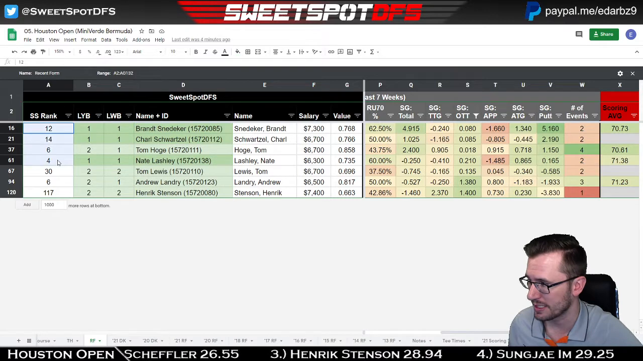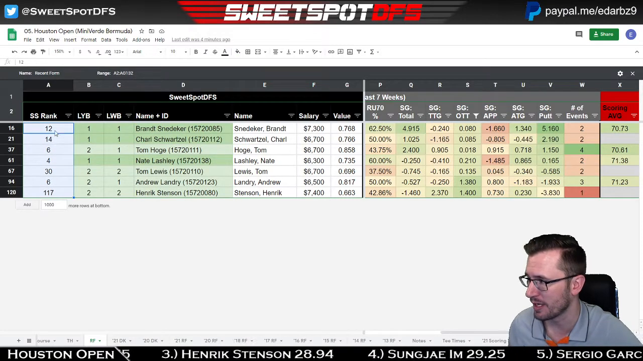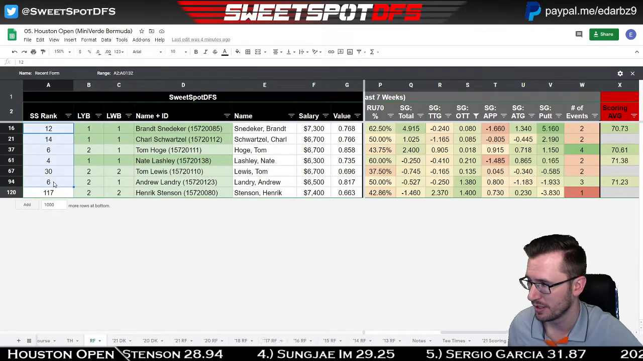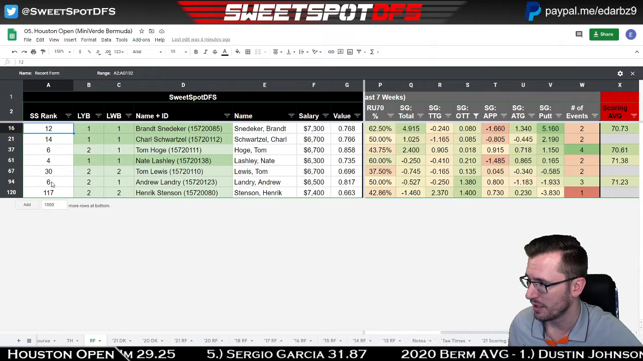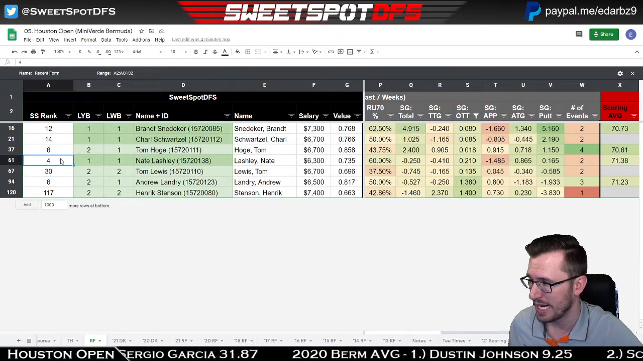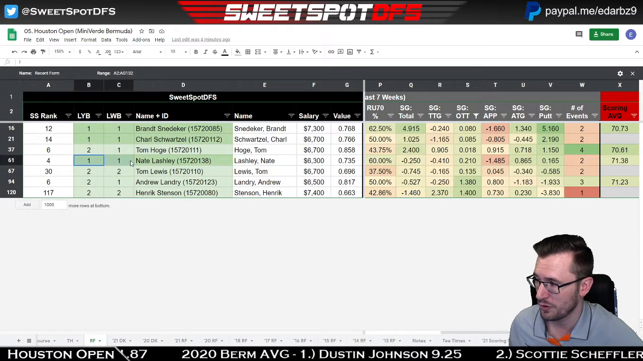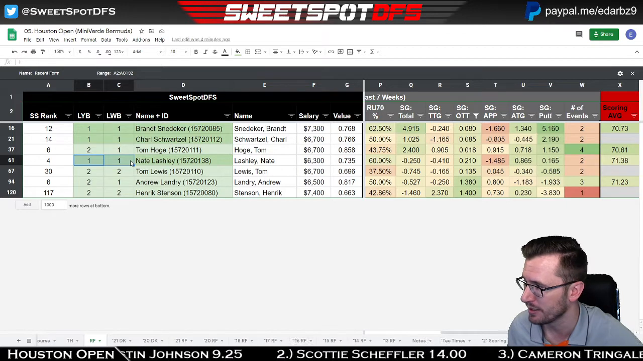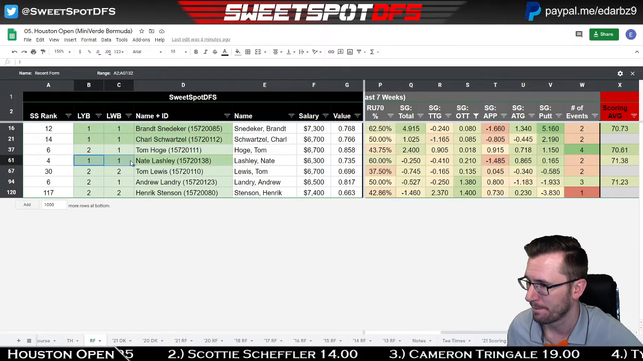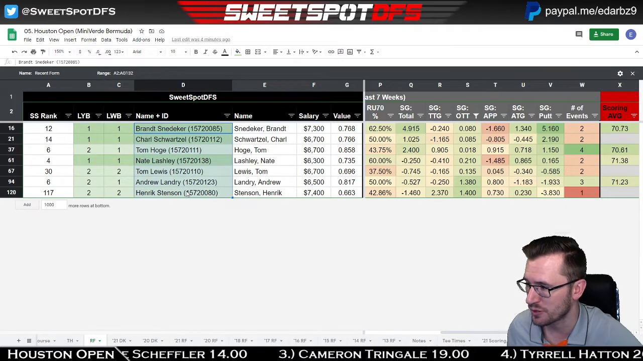And if we're looking at the SweetSpot rank, you can see a lot of them are at the top of the ranks. We already talked about Hoge, we already talked about Brandt Snedeker, Andrew Landry. Nate Lashley's kind of interesting. If you wanted a last year 1-1, last year 1, last week 1, Nate Lashley's not a bad play. But yeah, I do think one of these guys will finish top 10.